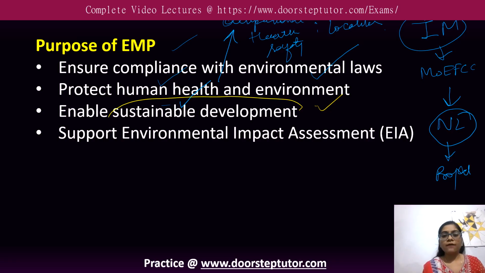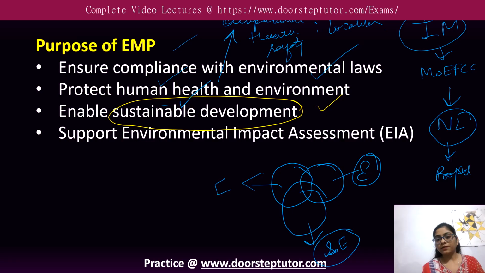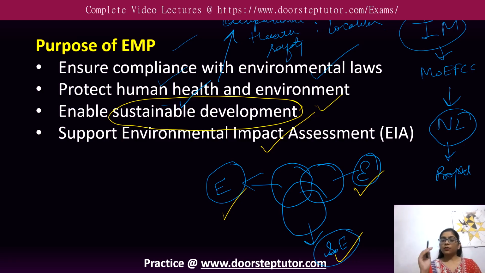Then you have to ensure the sustainable development. What are those components? We have three components in sustainable development: the economic growth, social equity, and environmental protection. So whenever you are planning a project, you have to ensure that the economic development, environmental protection, and social equity are taken into consideration, right? This is also done to support the process of EIA. EIA is a very comprehensive process. We have already talked about it, right?